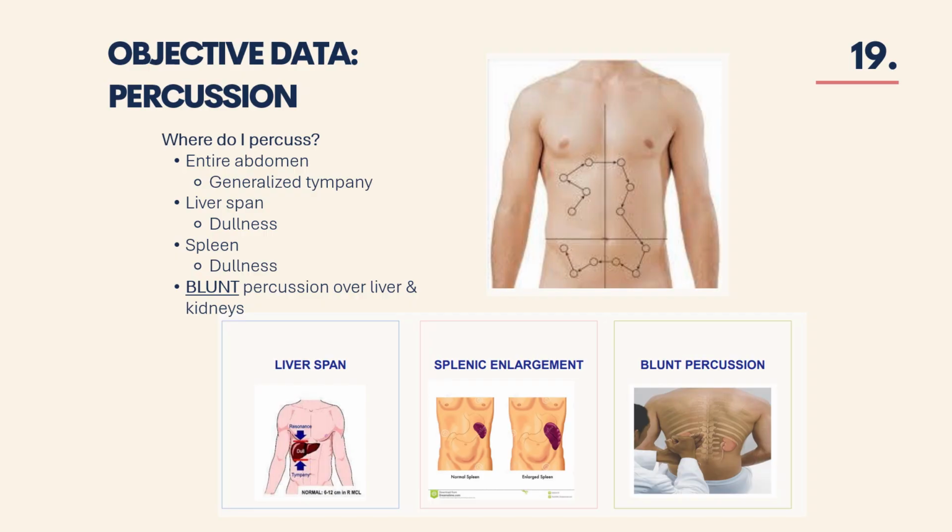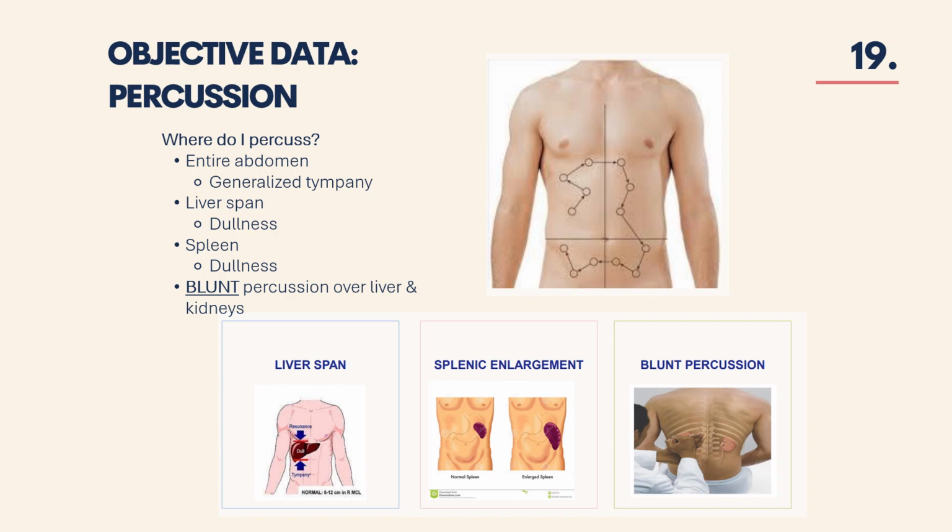And now we are jumping to percussion. We've inspected, we've auscultated, now we will percuss. We will not palpate until the very end. What is percussion going to do? It's going to help us assess if there's gas or fluid in any organs, what the organ size may be, and any possible masses or tumors occurring in the GI area.